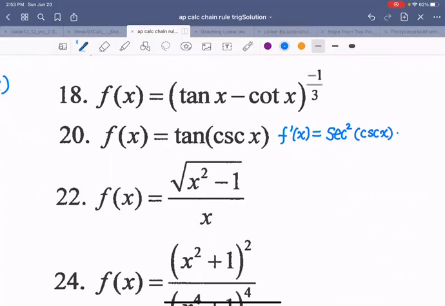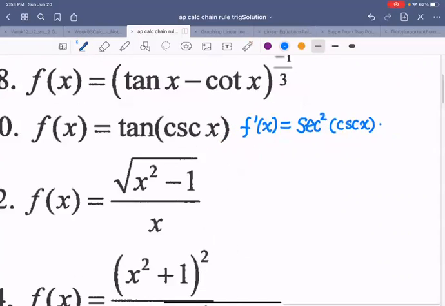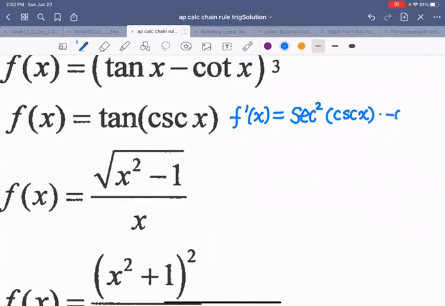And then the secant derivative, who is this guy? Negative cotangent x times cosecant x. Secant's derivative is negative cotangent times cosecant, right? Okay.